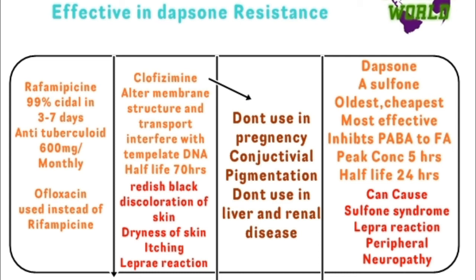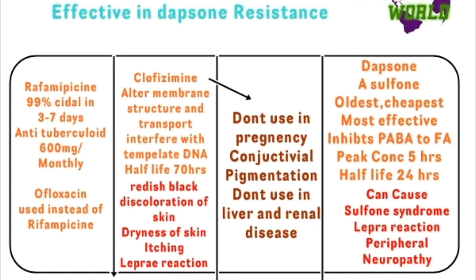Now the second drug is rifampicin, and it is 99% cidal, meaning it kills the bacteria within 3 to 7 days. The monthly dose is around 600 milligrams, and in some cases ofloxacin is given instead of rifampicin.